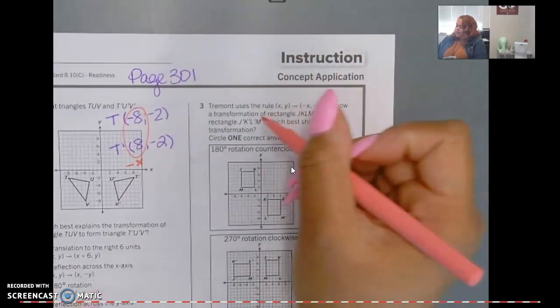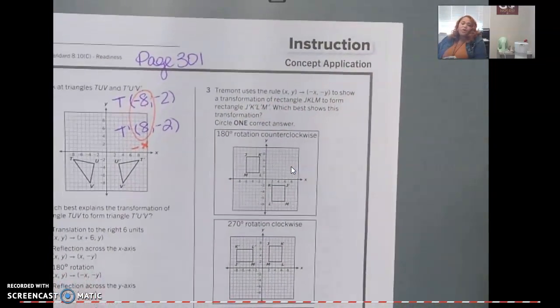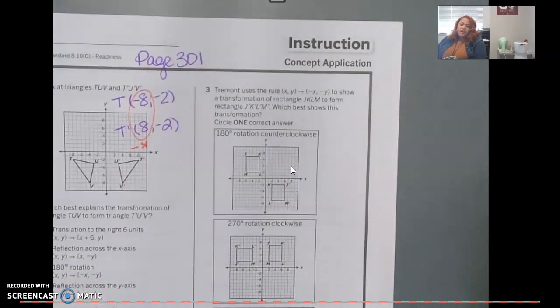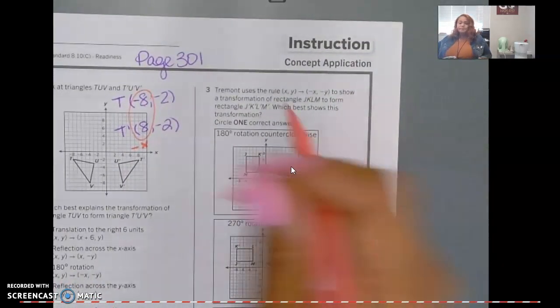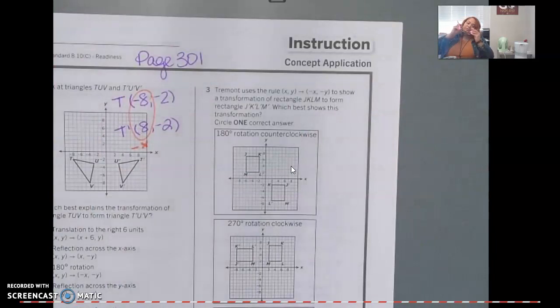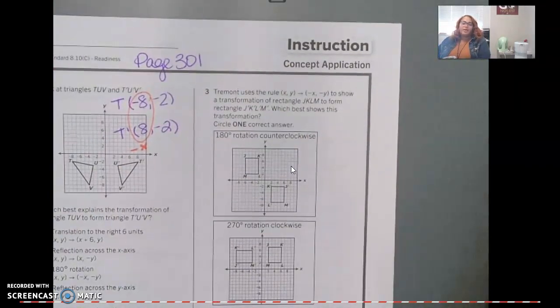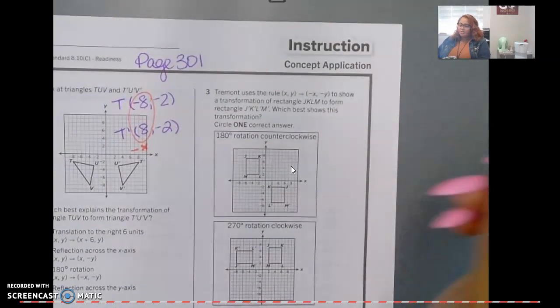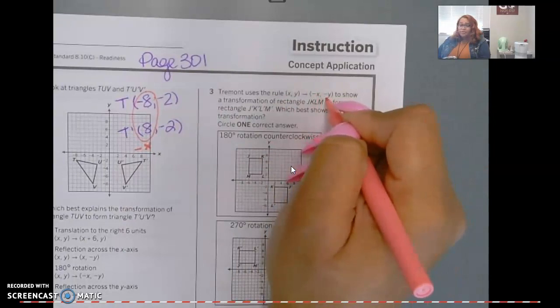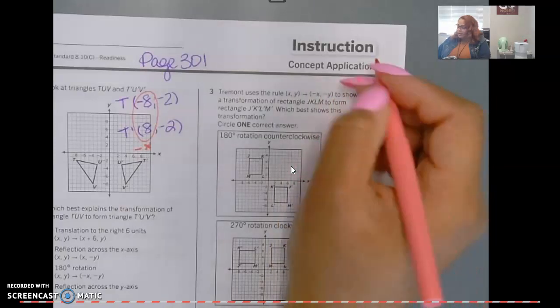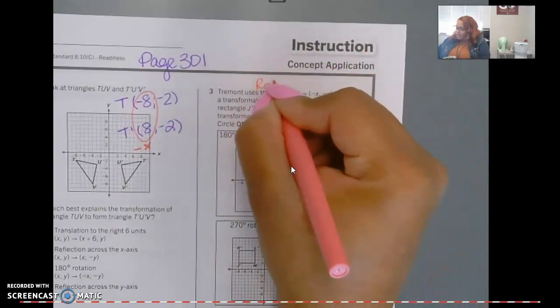Number 3, it says Tremont uses the rule (x, y) transforms to (-x, -y), excuse me, to show a transformation of rectangle JKLM to form J prime, K prime, L prime, M prime. Which best shows this transformation? So here you need to look at your notes. This is a rotation, so you need to look at your rotation notes.